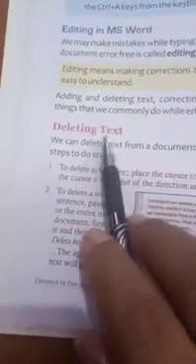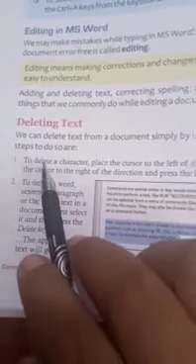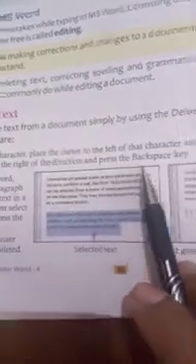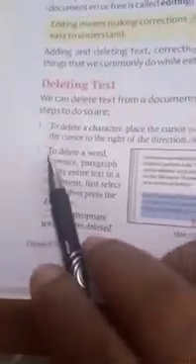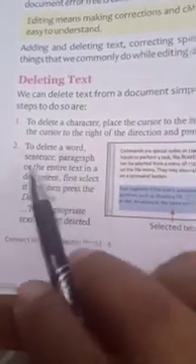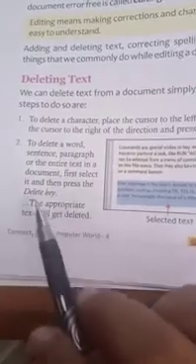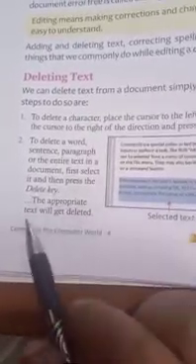So, deleting a text. First, we can delete text from a document simply by using the delete and backspace keys of the keyboard. The steps to do so are as follows. First, to delete a character, place the cursor to the left of that character and press the delete key, or place the cursor to the right of the character and press the backspace key. Second, to delete a word, sentence, paragraph or entire text in a document, first select it and then press the delete key. The appropriate text will get deleted.